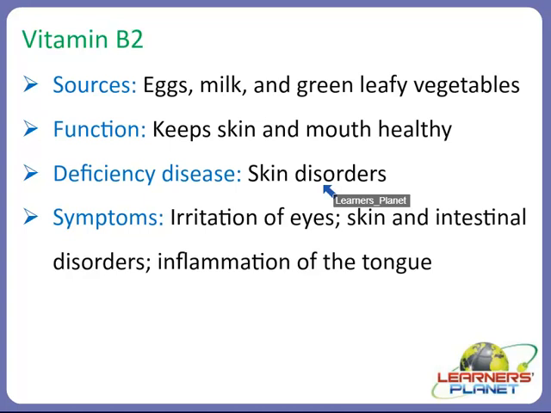There are various kinds of skin diseases. The symptoms of these disorders include irritation of eyes, skin and intestinal disorders, and even inflammation of the tongue. The color of the tongue changes and we are not able to taste properly, we are not able to eat properly, right? So vitamin B2 is also very essential for our body. Let's move on to the next vitamin, students.